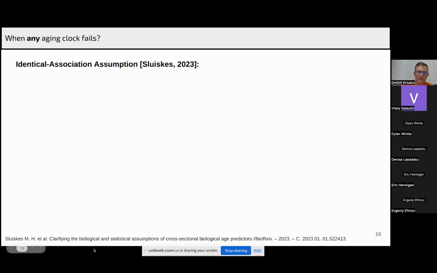Concerning this paper, I already mentioned this recent bioRxiv preprint. I cannot not mention the most important idea from this paper about any aging clocks. This idea is that any first generation aging clock you want to train contains within itself an identical association assumption. If you train aging clocks, you already presume that the identical association assumption holds. What does it mean, identical association assumption?